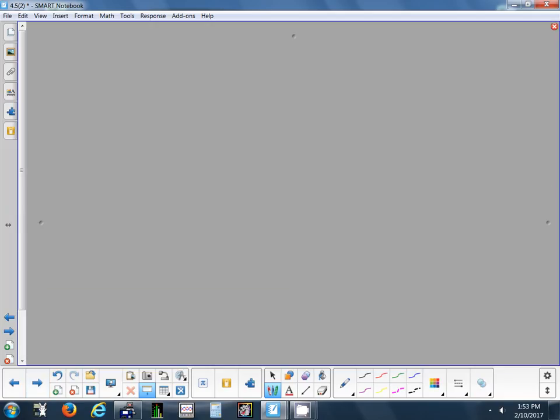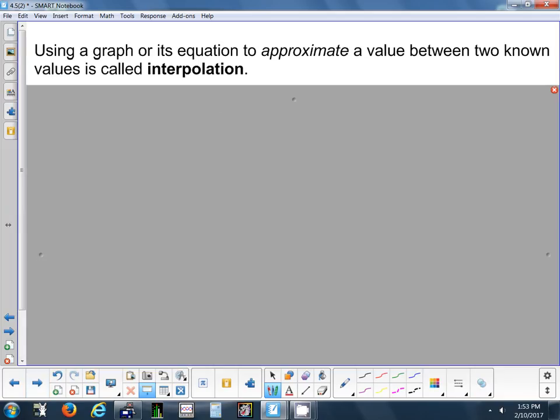So, you guys have a spot for this on your notes. Okay, it says using a graph or its equation to... You guys have to write in this part. Okay, using a graph or its equation to approximate a value between two known values is called interpolation. So interpolation is making a prediction between two known values.